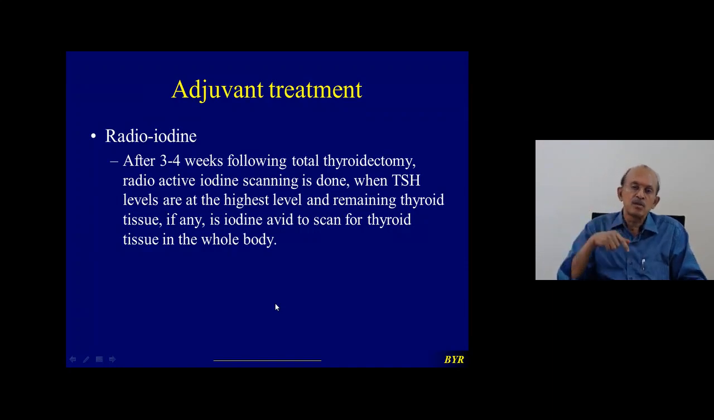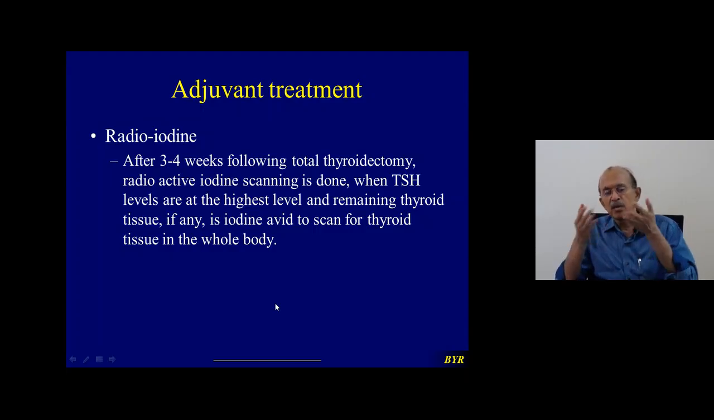The TSH is more. So under the influence of TSH, if any remaining thyroid tissue is there or lymph nodes are having the thyroid focus, they will now become more iodine avid. So after 3 to 4 weeks time, you do radioactive scanning. Because they are iodine avid, they will take up about 70% of iodine. So in the scanning, you will be able to make them out. So you can make out the foci in the lymph nodes as well as the foci in the tracheal bed.